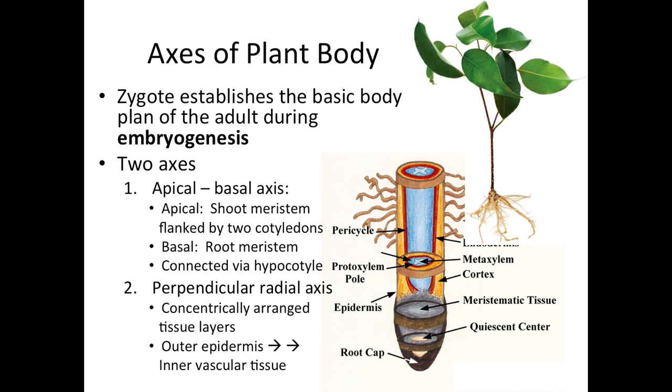The other axis is the perpendicular or the radial axis, and that's the cross-sectional axis. So that begins in the center, and we see these concentric layers of tissue. Okay, so when you look at the apical basal axis, you see at the apex the stems and the leaves, and at the base, you see the roots. In the radial patterning, you see tissue types. So in the center, you see vascular tissue, then you see ground tissue, and then you see epidermis.